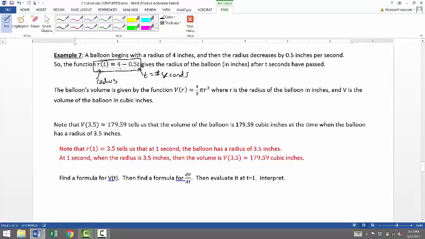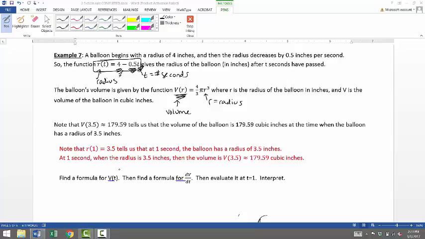So it starts at a radius of 4, and then it decreases 0.5 inches per second times the number of seconds. So there's our radius function. And if the balloon were perfectly spherical, then the volume of a sphere is 4/3 pi r cubed. So you can plug in r equals the radius of the spherical balloon, and it outputs the volume inside that balloon. Now we have this function v of r, and we have this other function r of t.